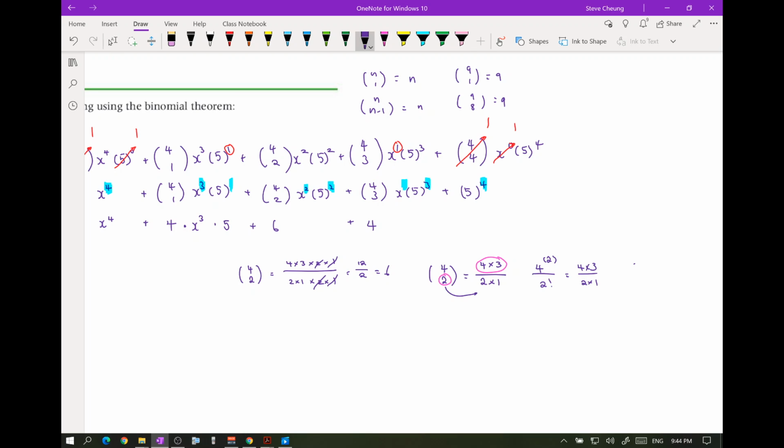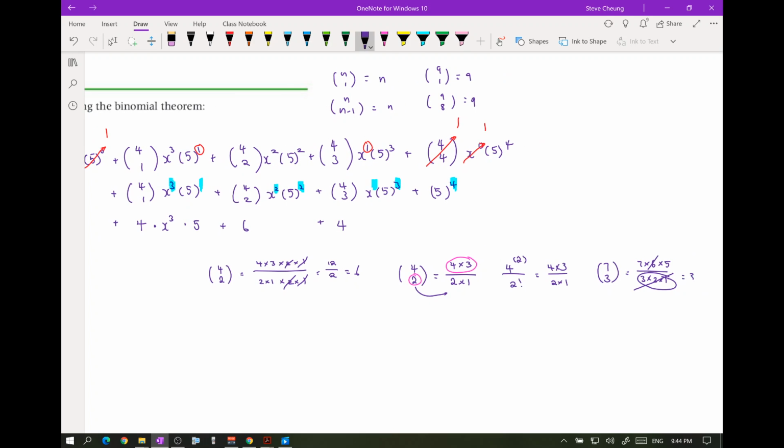So for example, if I have 7 choose 3, I can do this as 7 times 6 times 5 over 3 times 2 times 1 on the bottom, which is 3 factorial. And then notice that 3 times 2 times 1 is exactly 6. So just cancel that, and that gives us 35. So this is just an aside.